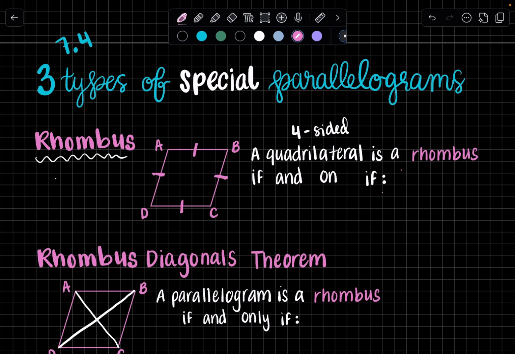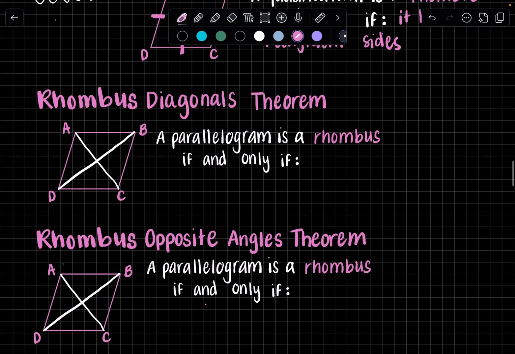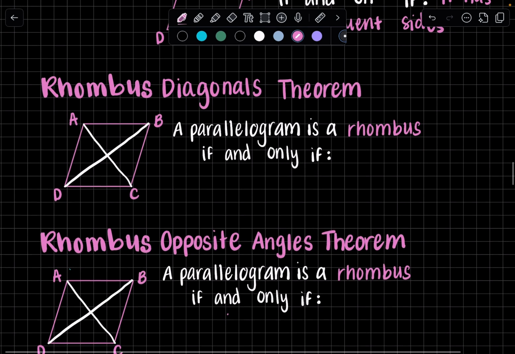A rhombus is a 4-sided figure, and we know things are rhombuses if and only if the shape has 4 congruent sides. So for something to be a rhombus, it must have 4 congruent sides. As you see here in this diagram, I'm listing 4 sides as being congruent, so therefore it's a rhombus. So if something's a rhombus, then the following things must be true.